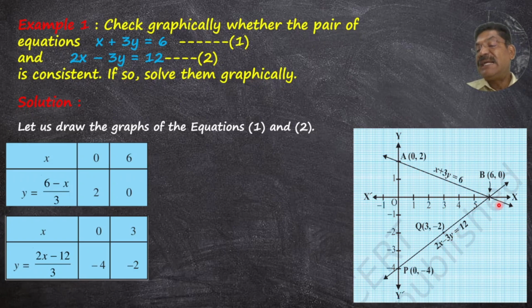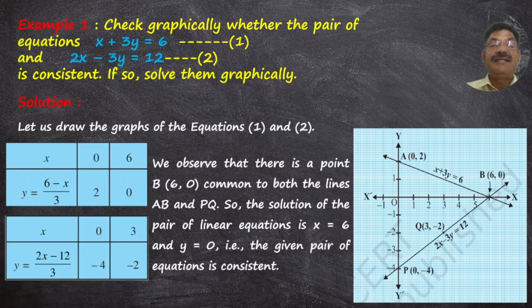Obviously, you can see that these 2 straight lines intersect at the point (6, 0), denoted by B. Therefore, what do we conclude? The given pair of equations is consistent and it has a unique solution: x is equal to 6 and y is equal to 0.